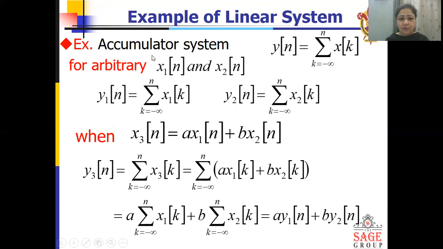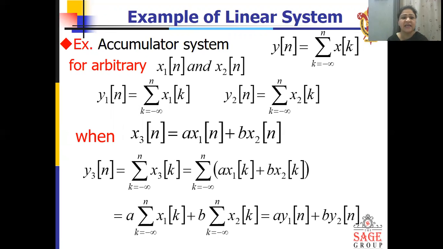Now, I'll have to prove whether an accumulator system is a linear system or not. Now, say I have two inputs x1[n] and x2[n] and they generate outputs y1[n] and y2[n].